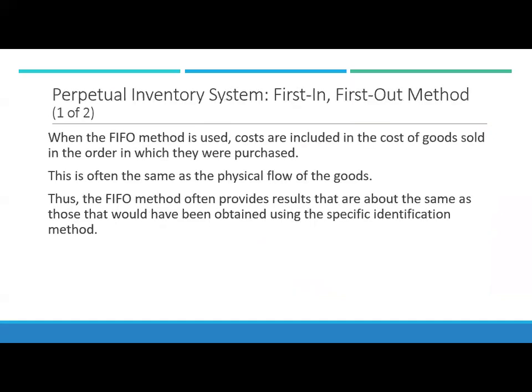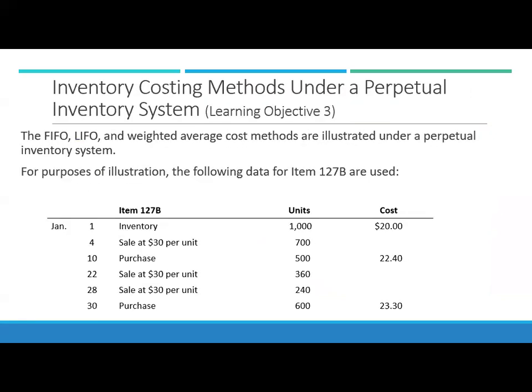And for the purposes of this illustration, we're using item 127B. And so this, you could imagine this is a portion of the inventory subledger because it is separated by a particular item, 127B. And so then we know exactly all of these units are identical. And we will have a ledger like this for every different type of inventory item that a company has.